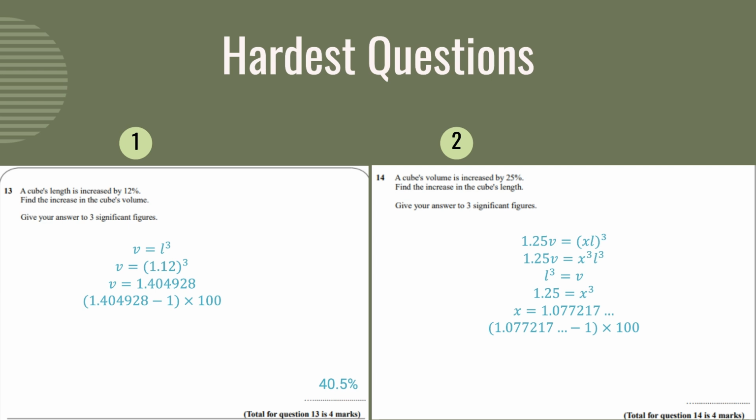Now, as we know, L cubed simply equals V because it's a cube, meaning we can cross cancel our V and our L, meaning 1.25 will equal X cubed. Cube root 1.25 and X equals 1.077217, carrying on. Now if we do our value of X minus 1, as it's greater than 1, times it by 100, we'll find the increase in the cube's length to be 7.72% to 3 significant figures.